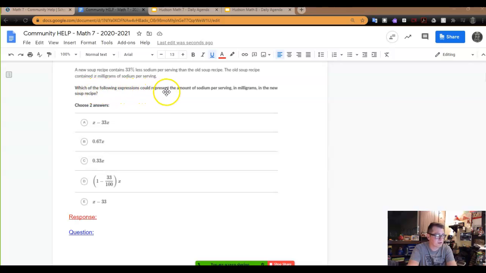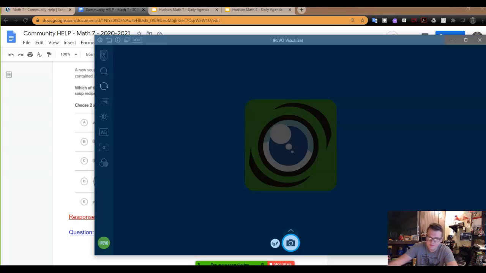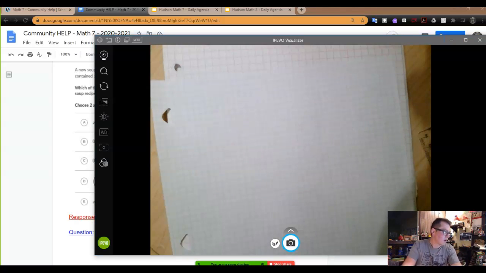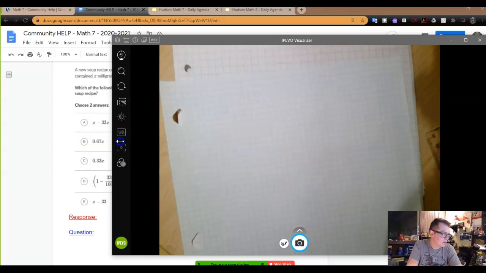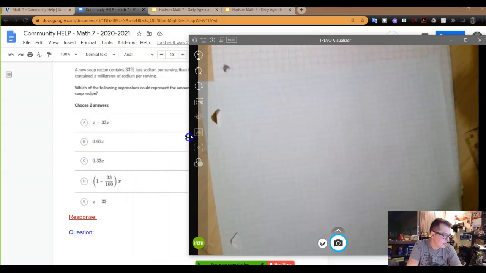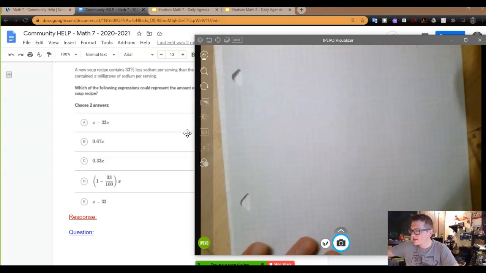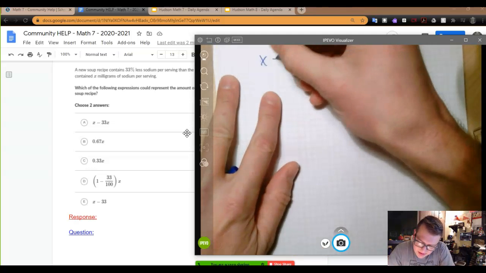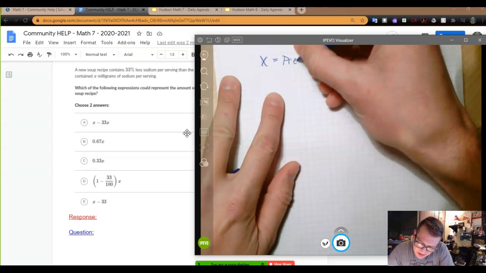Right, so we need to pick two expressions down here. Which of the following expressions could represent the amount of sodium per serving in milligrams in the new soup recipe? So when we think about what we're doing here, we have the old recipe, which if we check our variables, what variable are we using? X here, right? So X is the old amount of sodium. So X is like previous.